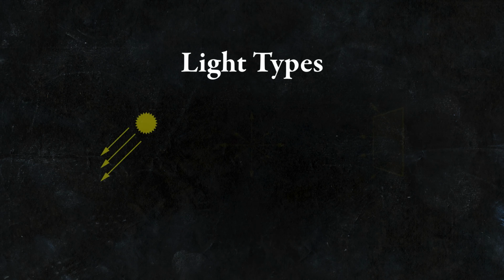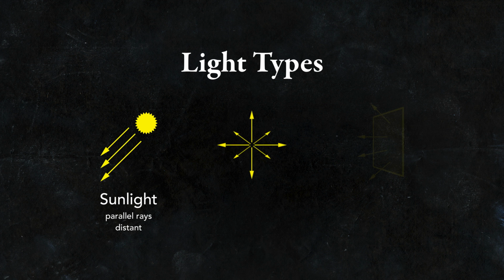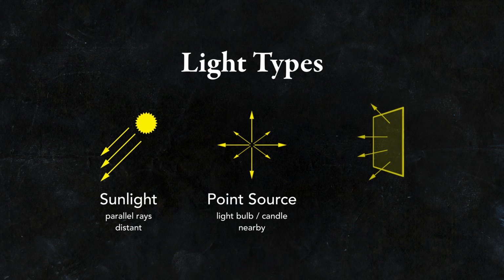One type of light is natural light, sunlight. This is very far away, so the light rays are parallel. Another type of light is often called a point source. This is a local light, like a lamp in a room or a candle, that is fairly close to the subject. A third type of light source is called an area light. This includes softboxes and windows through which indirect light is entering a room, and that creates a very soft type of lighting.